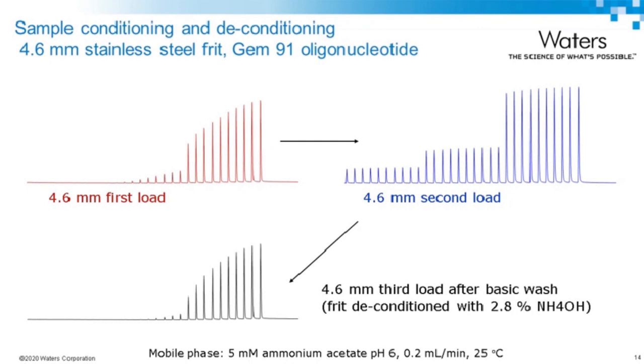This talks about what happens during the acid and basic washes. During the basic washes, we sufficiently discharged the surface of the frit and stripped off the adsorbed oligonucleotide, and that speaks about how permanent this conditioning is. It is possible to regenerate the frit and remove the adsorbed sample. It is also possible to do it by extensive washes of your frit or column with mobile phases.